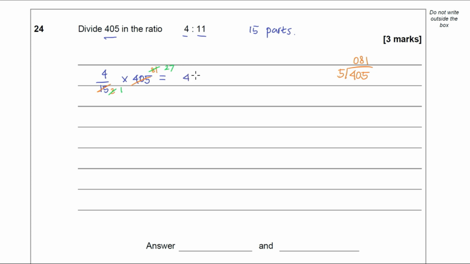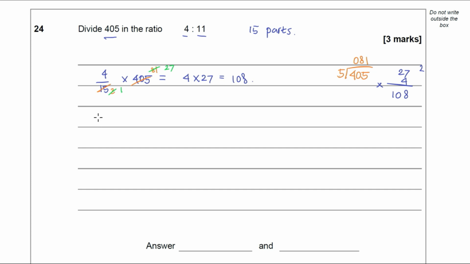At the end, we have only 4 times 27, which is 27 times 4. 7 times 4, it's 28. We have 2 here. 2 times 4, it's 8. Add 2, so 108. That's the first part. And then the second part.